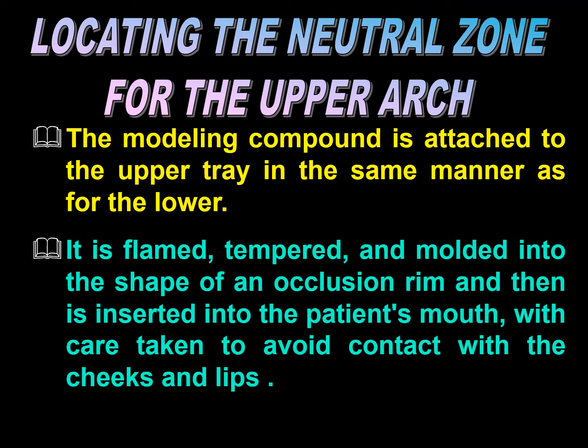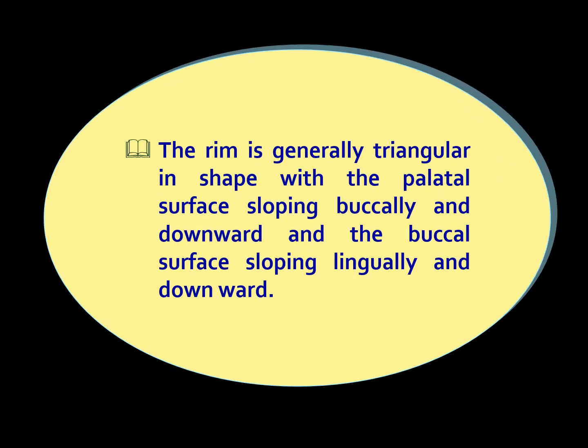Locating of the neutral zone for the upper arch. The molding compound is attached to the upper tray in the same manner as for the lower. It is flamed, tempered, and molded into the shape of an occlusal rim, and then is inserted into the patient's mouth with care taken to avoid contact with the cheeks and teeth. The rim is generally triangular in shape, with the palatal surface sloping buccally and downward, and the buccal surface sloping lingually and downward.